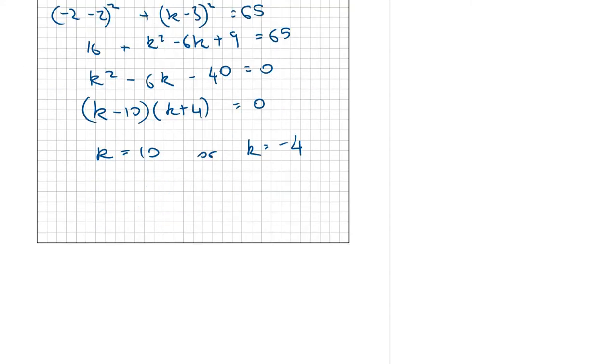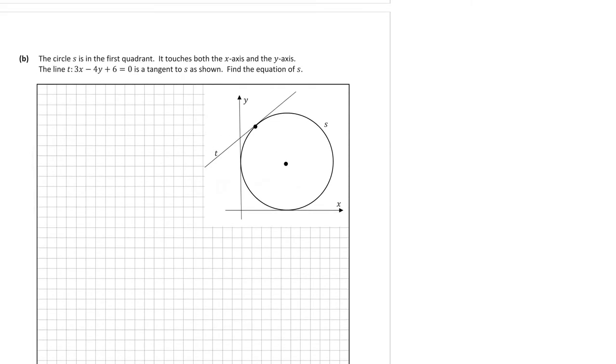So that's that question. The next one, you're told the circle S is in the first quadrant, touches both the x-axis and the y-axis. The line T is a tangent as shown. Find the equation of S. Okay, so we're probably going to be using some simultaneous equations here.